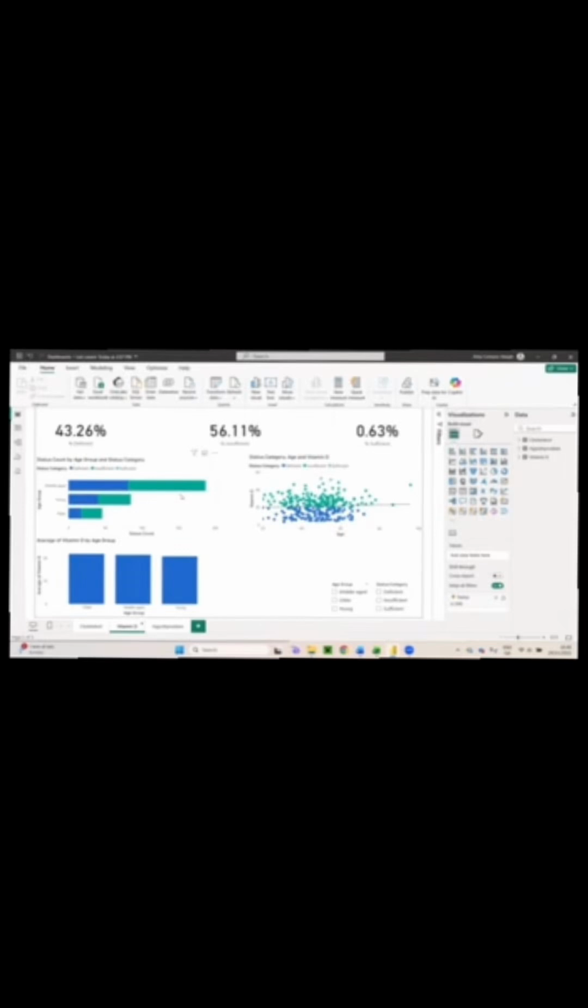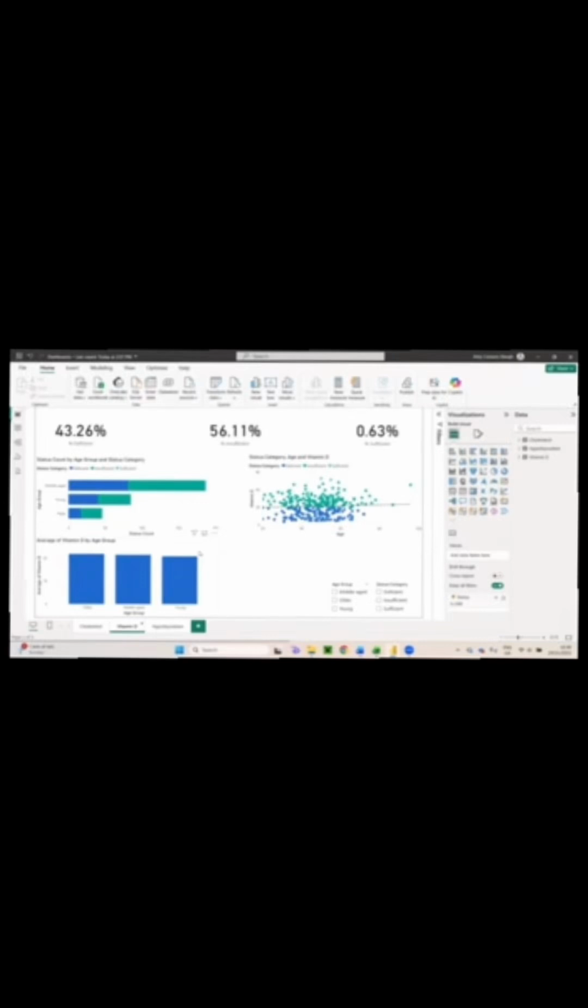Firstly, I have the status count by age group and status category stacked bar chart. This chart visualizes the 3 KPIs, clearly showing the sufficient segment is almost non-existent, and deficiency and insufficiency dominate the population. My second chart is the average vitamin D by age group bar chart. The bar chart shows a surprising trend where vitamin D levels increase slightly with age from younger to older adults. This challenges the assumption that older adults have the lowest levels.